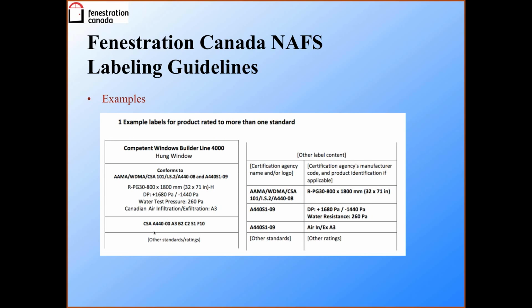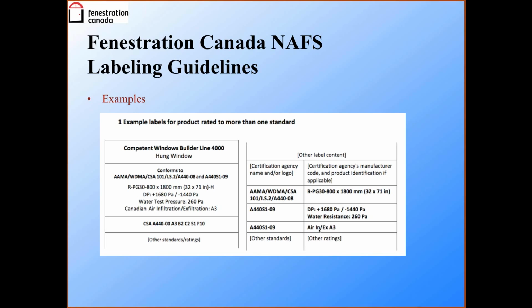So let me walk through a few of the examples now. Example number 1 shows how the products are rated for more than one standard. So if you're trying to show conformance to NAFS and the CSA, or the Canadian supplement to NAFS, also showing the CSA A440, the older document, or possibly you show NAFS here and the supplement in multiple lines.